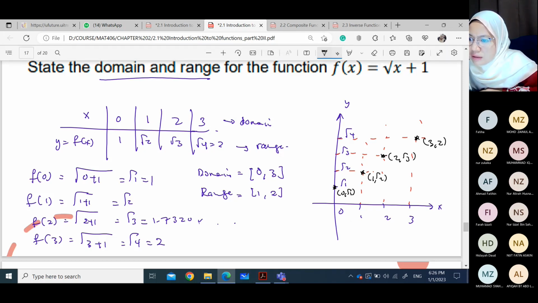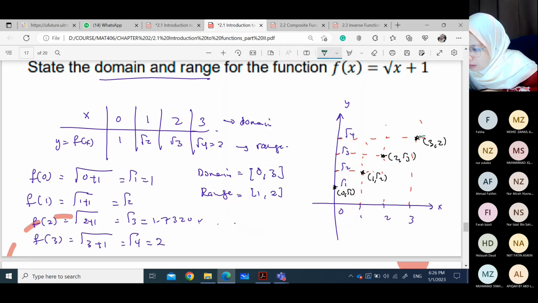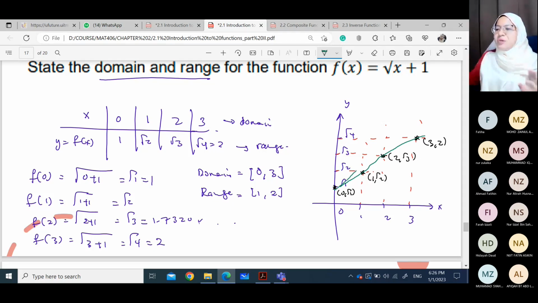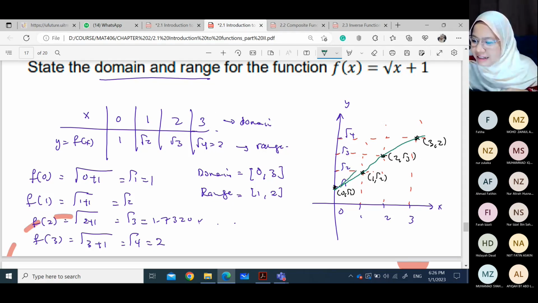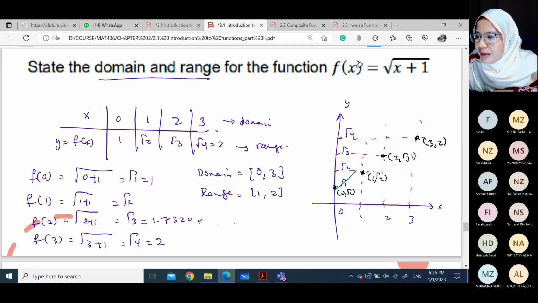So graph dia akan macam ni. Dia akan bentuk lengkungan sebenarnya, bukan straight line. Dia akan bentuk lengkungan. Sebab this one is not a straight line. Buat elok-elok. Okay, right.